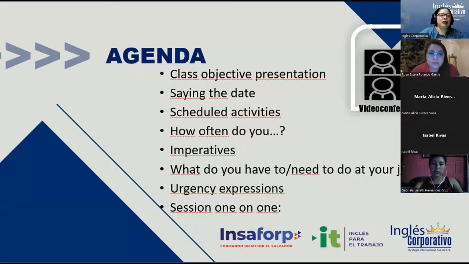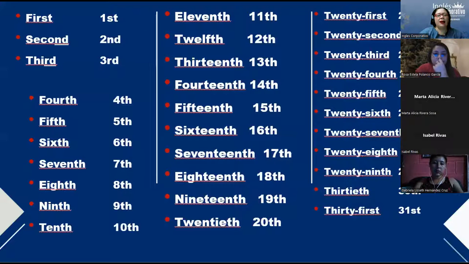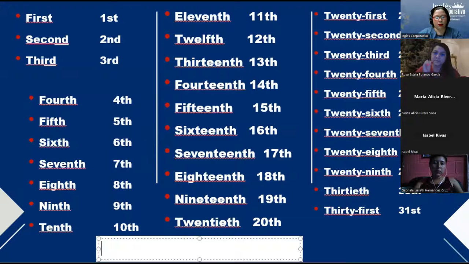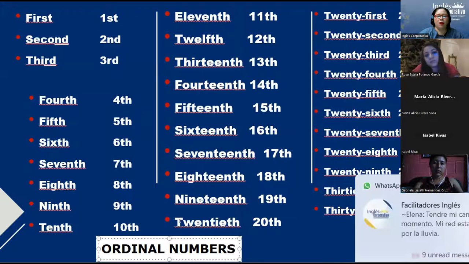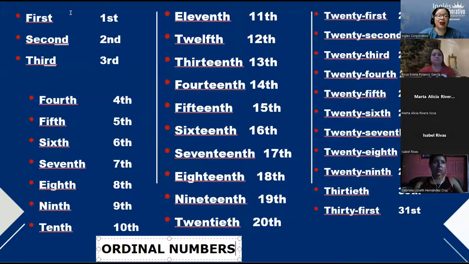Then let's start by talking about how to say the date. To say the date, the first thing we need to know is these kinds of numbers. These are ordinal numbers, okay? What about the ordinal numbers? Well, dates are given with the ordinal numbers.